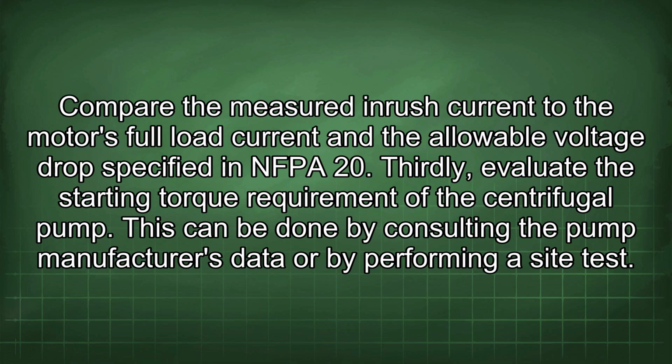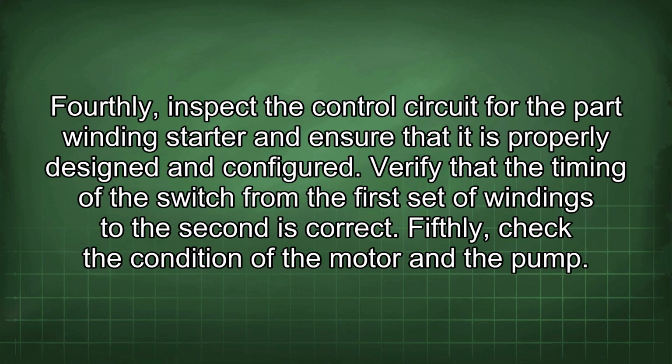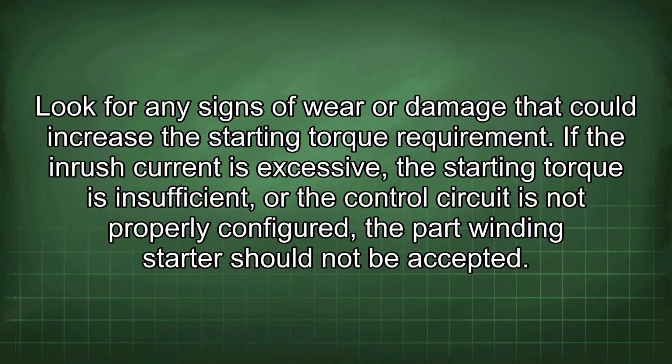Thirdly, evaluate the starting torque requirement of the centrifugal pump. This can be done by consulting the pump manufacturer's data or by performing a site test. Fourthly, inspect the control circuit for the part winding starter and ensure that it is properly designed and configured. Verify that the timing of the switch from the first set of windings to the second is correct. Fifthly, check the condition of the motor and the pump. Look for any signs of wear or damage that could increase the starting torque requirement.